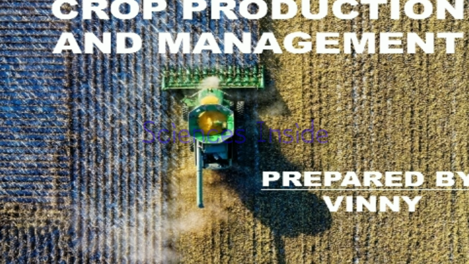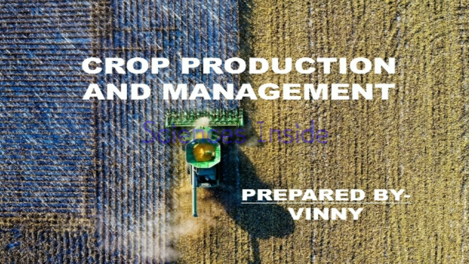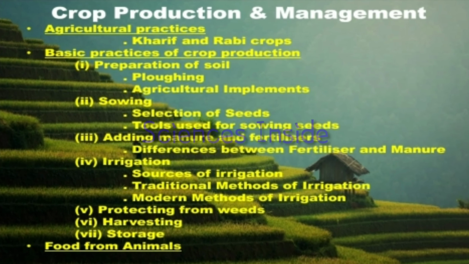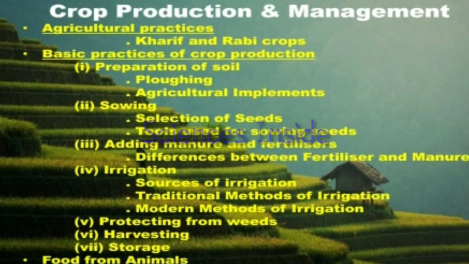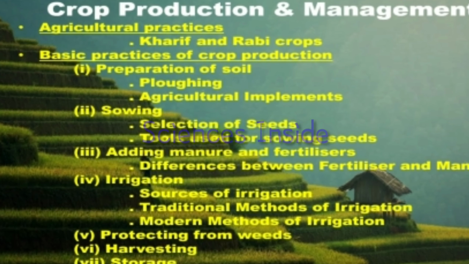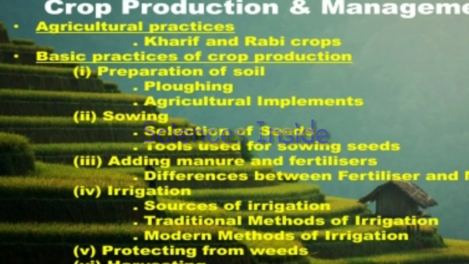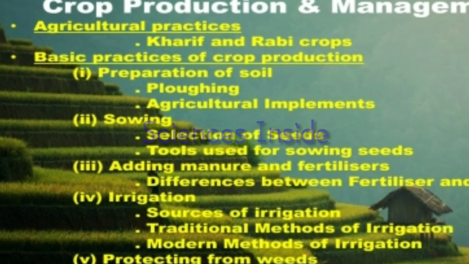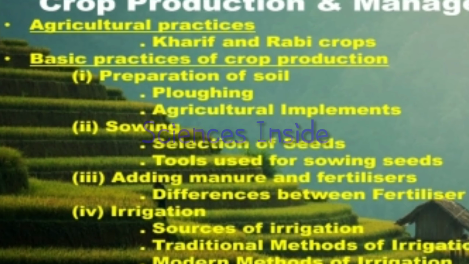Hello children, welcome to the second series of this chapter, crop production and management. In this series we'll study about the basic practices of crop production. We will cover preparation of soil, in which we'll cover plowing and agricultural implements, and we'll study the second part also, that is called sowing, in which we'll study the selection of seeds and tools used for sowing seeds.